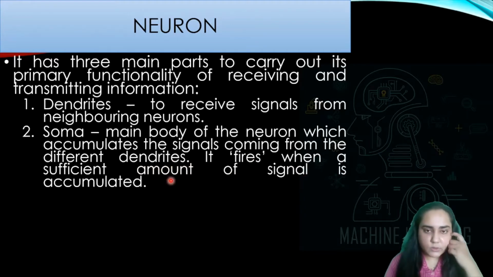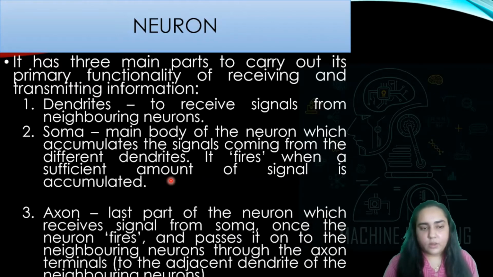Okay, so the soma is basically gathering the signals from the neighboring neurons, which means the dendrites are gathering the signals. The soma actually aggregates and combines these signals together. And when it has enough signals, it is going to fire.